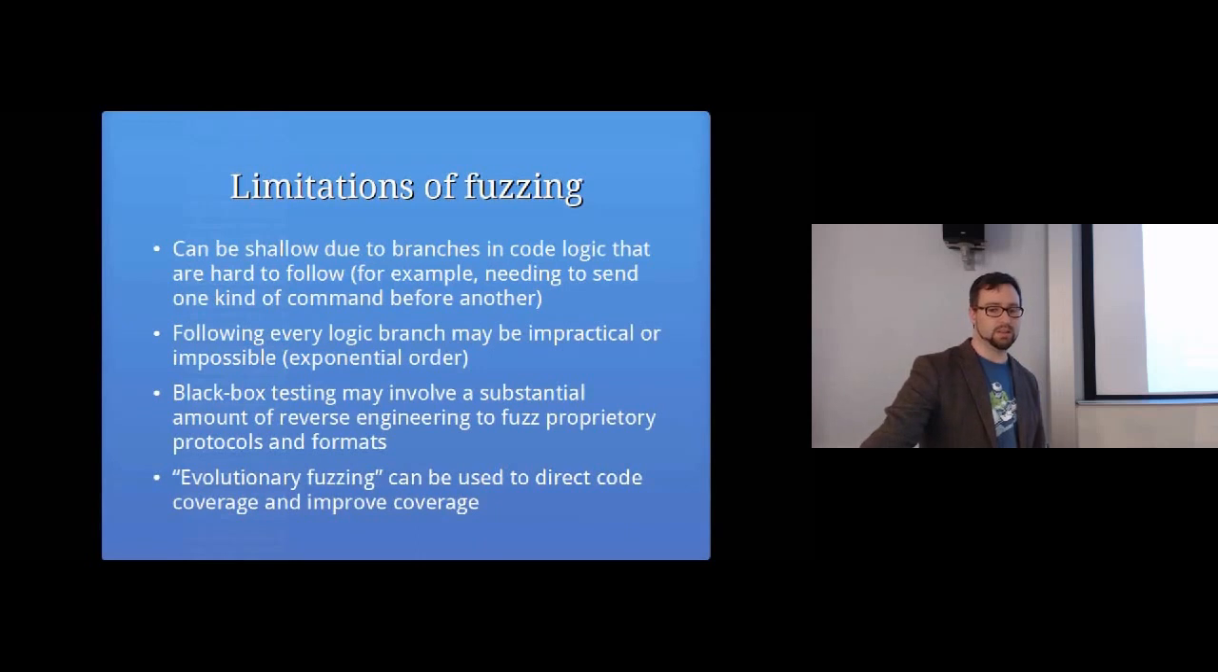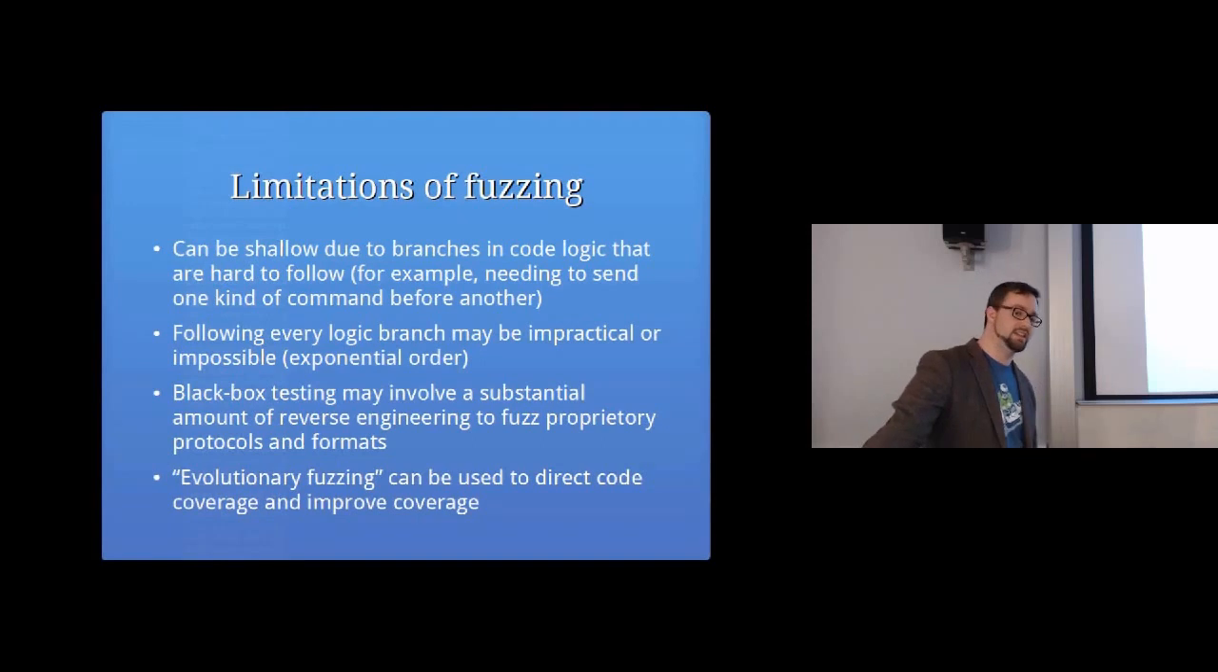The actual complexity of source code is quite high, and you might need to do a substantial amount of reverse engineering to fuzz test a proprietary protocol. Say, for example, you wanted to fuzz test SMB communication, like the Microsoft file sharing. Nowadays, that's fairly well documented. But back in the 90s, you'd have to reverse engineer it to figure out how that protocol worked. So it can be a lot of work to fuzz test something that's completely closed off.